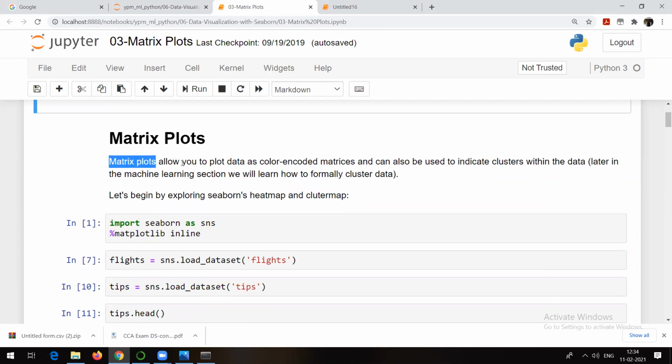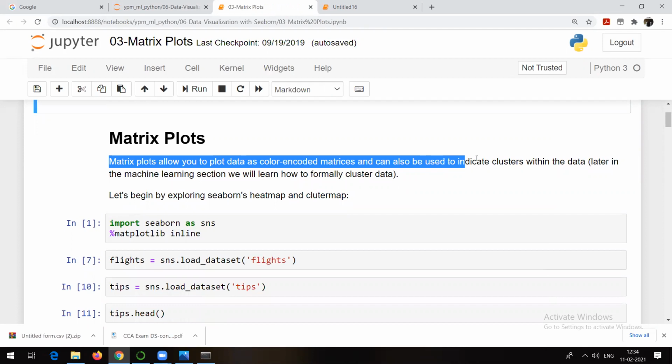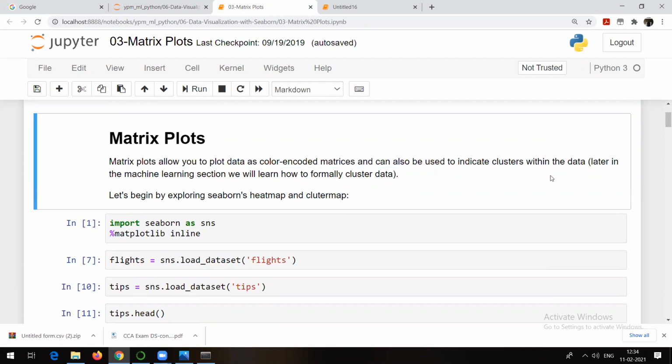Matrix plots. Matrix plots allow you to plot data as color-encoded matrices and can also be used to indicate clusters within the data. Now, what do you mean by cluster? Always remember, cluster is nothing but group. Clustering is nothing but grouping. Suppose there are 60 students in your class, and I want to divide those students based on their marks, right? So I want to divide them into 4 groups. That means I am trying to form 4 clusters from there. So I meant to say cluster is nothing but group.